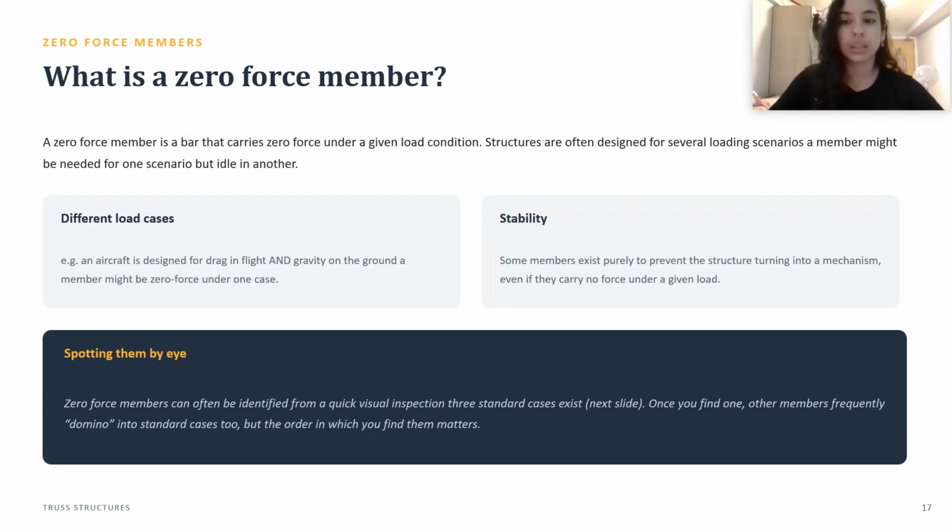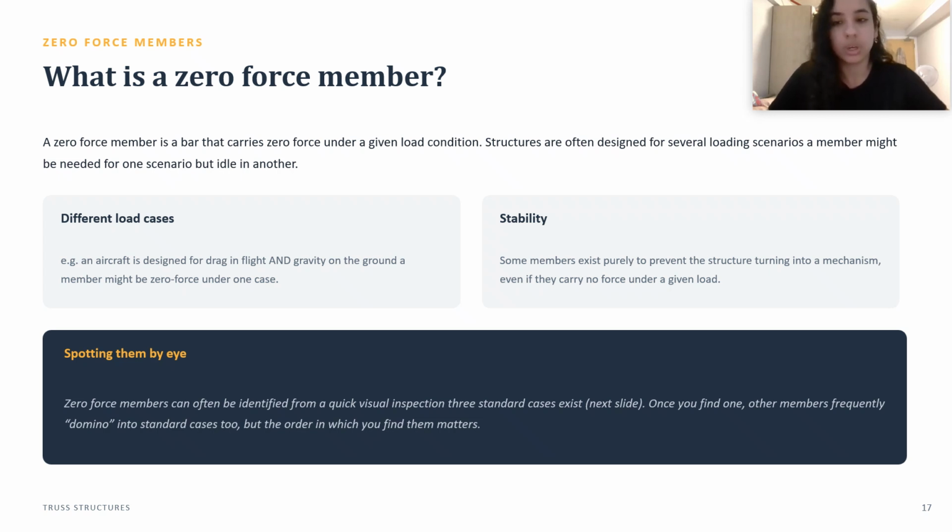Before we learn how to solve for missing forces and reactions on a truss, it's important to first learn what a zero force member is. The reason for that is because it makes your life so much easier. If you know one of the members is a zero force member, you could remove it from the truss.